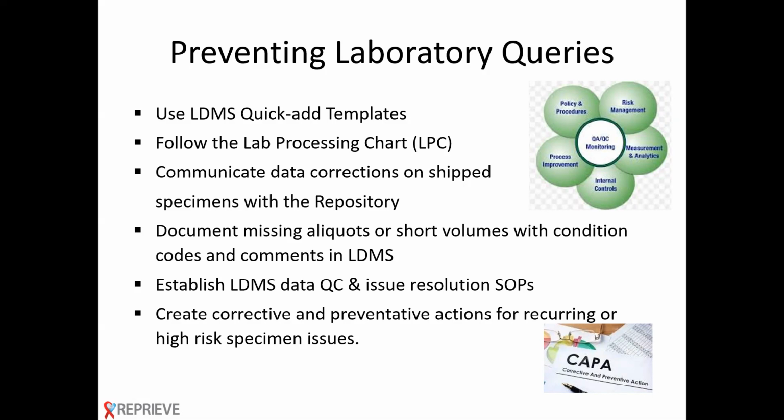So if you're using that quick add template and it says that you should have, I'm going to make up a number here, 5 aliquots of plasma for a given participant visit, and yet perhaps you were only able to process 4. Maybe your volume is a bit short. Making sure you're taking that 5th aliquot that was generated in the preload and marking it with appropriate condition codes and comments, and to ensure that it's shown as not being available and documented as to the reason why is very helpful. That would be a great way to avoid missing aliquot or low volume queries.